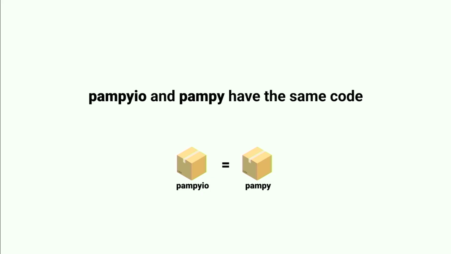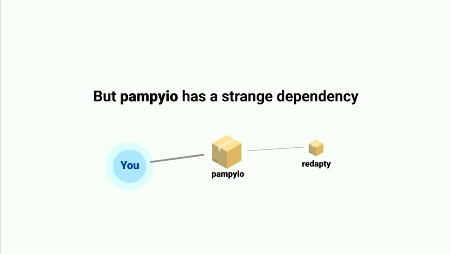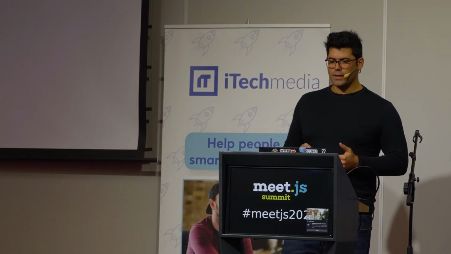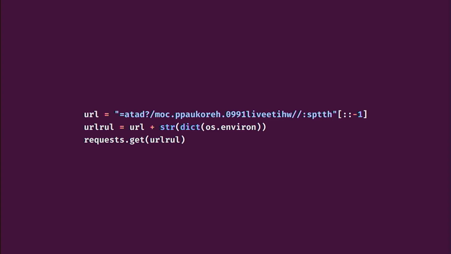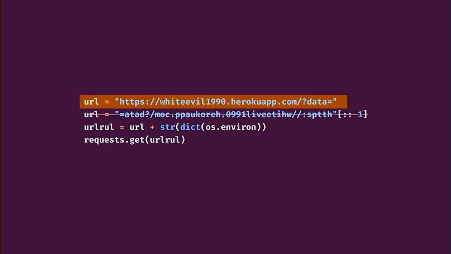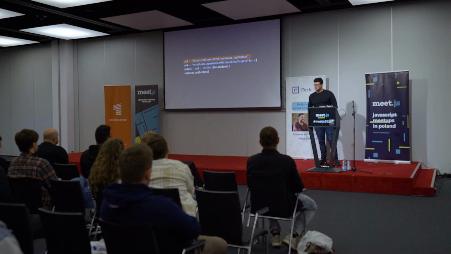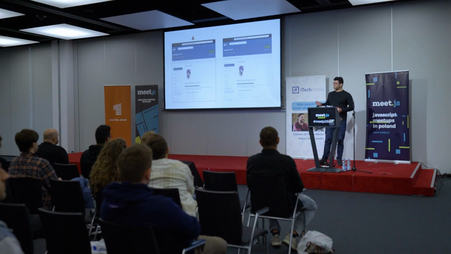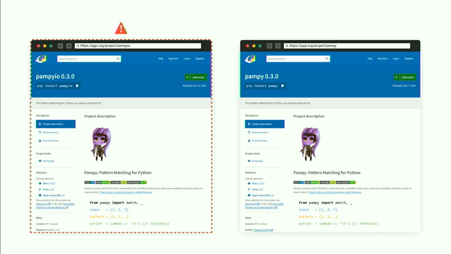So we inspected both packages, and we saw they contain the exact same code, except Pumpy.io has an additional dependency in its metadata. And this dependency has only about 3 lines of code. Let me help you out. It's a reversed URL, exfiltrating environment variables into a self-hosted service on Heroku, sending them to the attacker. Quite easy. So this is the malicious package, this is the popular package.